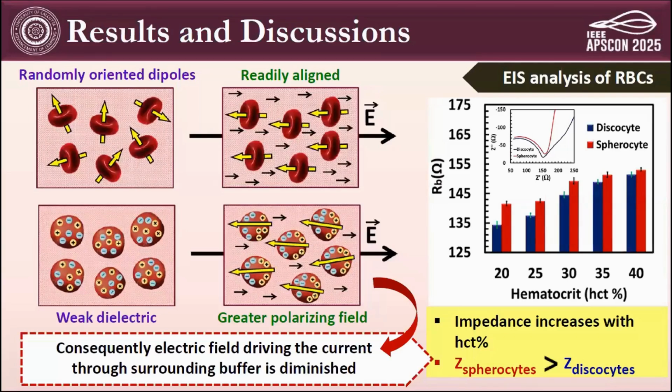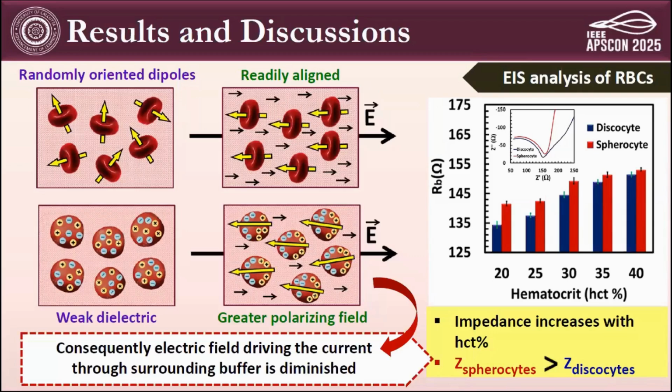Moving on to the EIS analysis. From the plot on the left, you can see that with increasing hematocrit percentage, that is the volume of RBCs in solution, we can observe the impedance to be increasing both for discocytes as well as spherocytes. Now, this is because in the total solution, the amount of ionic volume, that is PBS, is gradually decreasing as we keep on increasing the HCT percentage. There are previous reports also where we have observed the same or similar trends. They have tried to use EIS to quantify the cells in such solutions.